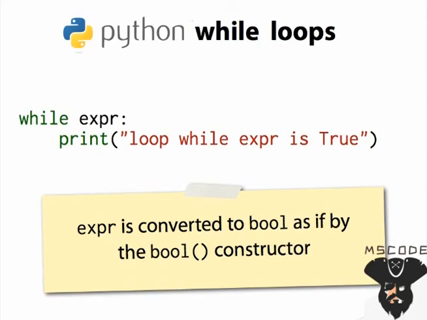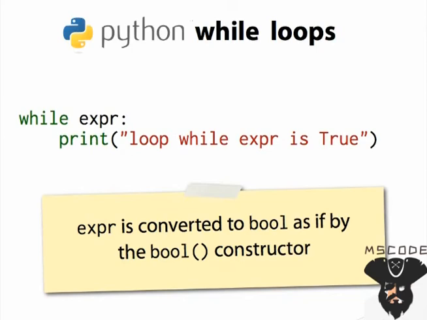While loops in Python are introduced by the while keyword, which is followed by a Boolean expression. As with the condition for if statements, the expression is implicitly converted to a Boolean value, as if it had been passed to the bool constructor. The while statement is terminated by a colon because it introduces a new block.